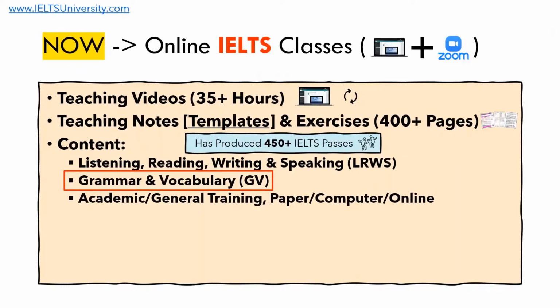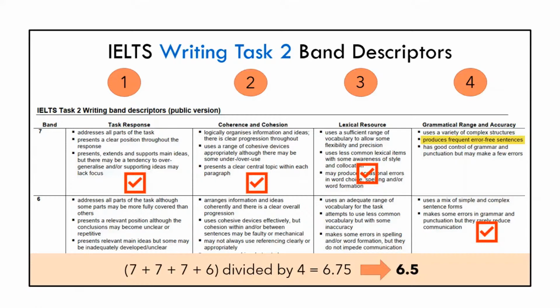I want to talk about grammar and vocabulary because this is very important. Okay, grammar is very important for writing and for speaking. But let me just show you for writing. Okay, if you get 7 for task response, 7 for coherence and cohesion, 7 for lexical resource, which is vocabulary, but you make too many grammatical mistakes, because it says here produces frequent error-free sentences. This basically means to the examiner that you cannot make too many grammar mistakes. If according to the examiner you make too many grammar mistakes, what you're going to get is 6 rather than 7.